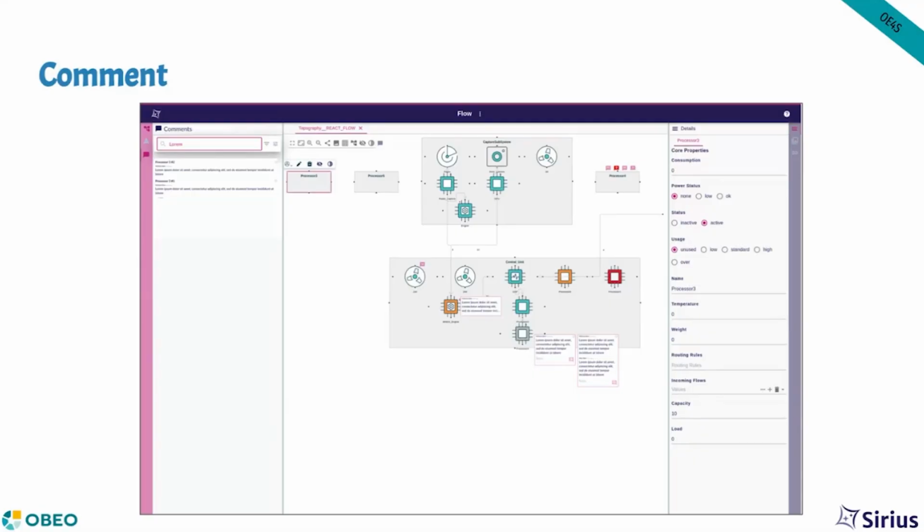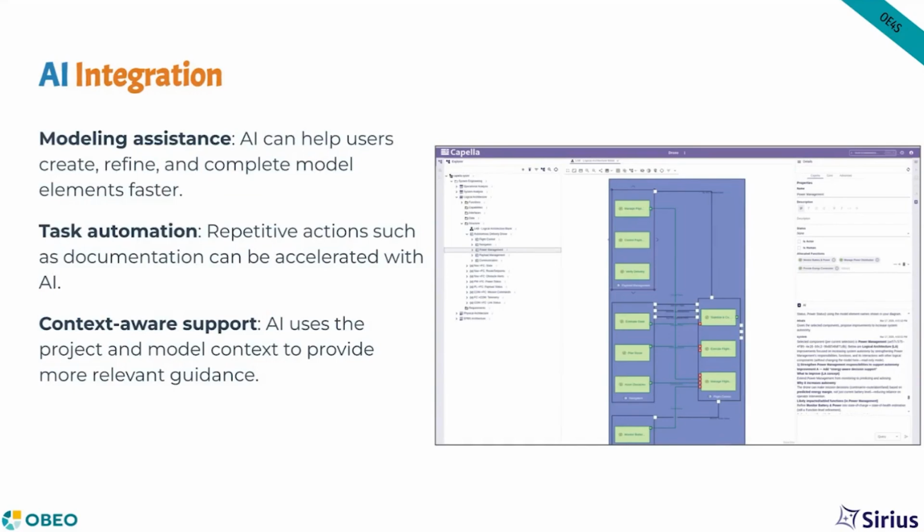Another important feature in Obeo Enterprise for Sirius will be support for discussion directly in the workspace. Comments make it possible to attach feedback and discussions directly to the relevant project context and specific semantic element. This will help teams centralize exchanges, preserve the rationale behind decisions, and avoid spreading important discussion across too many external tools.